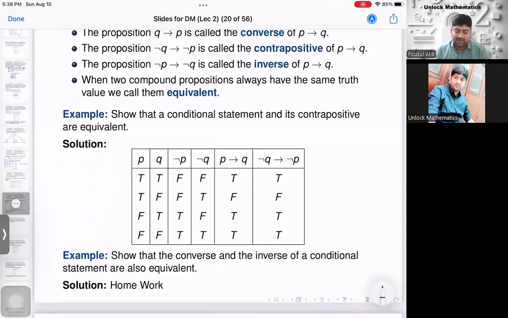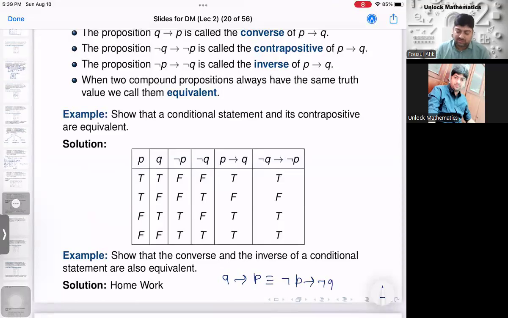Look at this example. The converse and the inverse of a conditional statement are also equivalent. So how do you prove that, and what do you have to prove? Suppose you have the conditional statement P imply Q. Then what is the converse of it? The converse will be Q imply P. And the inverse of it is what? Not P imply not Q. What is your job? You have to prove that they are equivalent.